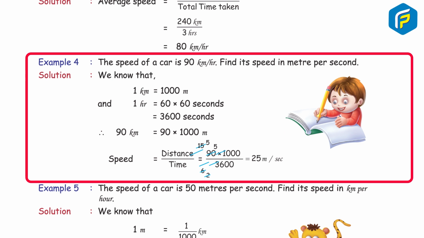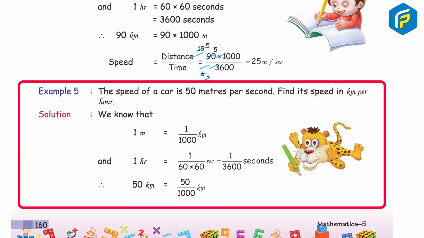Solution. We know that 1 km is equal to 1000 meters and 1 hour is equal to 60 into 60 seconds, which is 3600 seconds. 90 km equals 90 into 1000 meters. Speed is equal to distance upon time, which is 90 into 1000 upon 3600, equal to 25 meters per second. Example 5. The speed of a car is 50 meters per second.